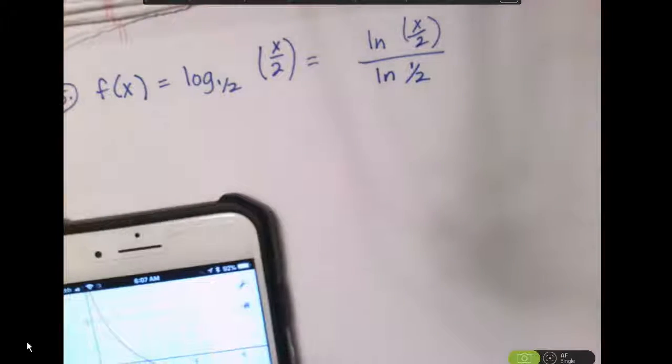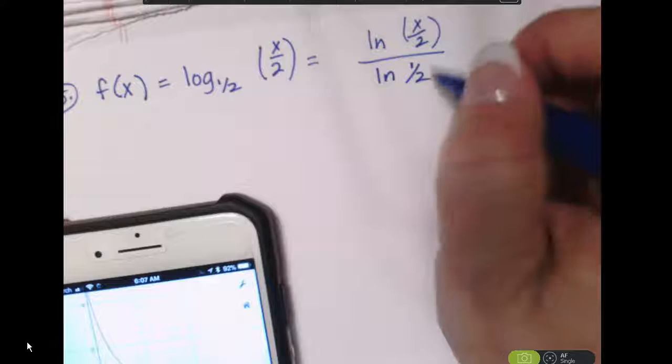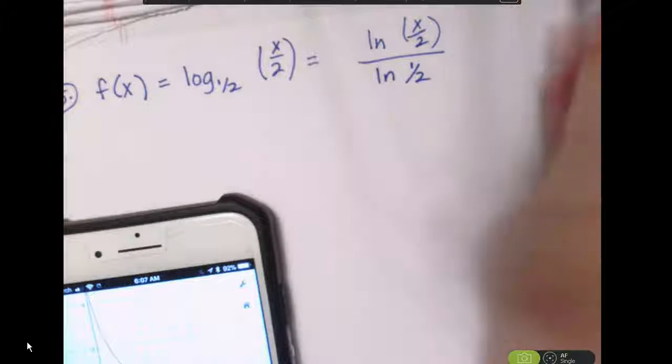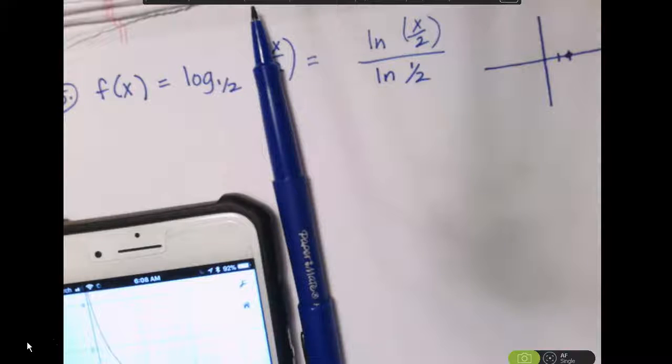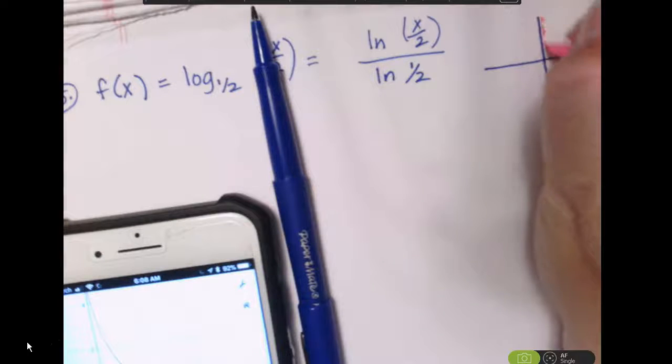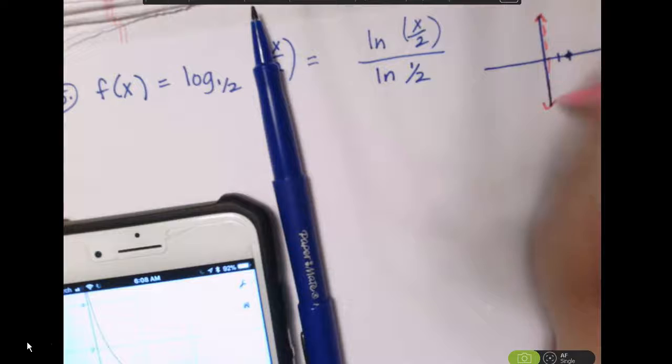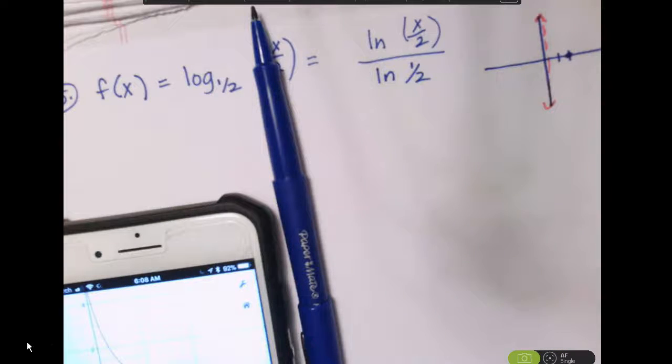Okay. So let's see. It is the exact same. No, it's not the exact same. Okay, so here I've got 2 as my crossing point. My asymptote is still at 0 because I don't have any h's or k's. I'm still following this decay shape.